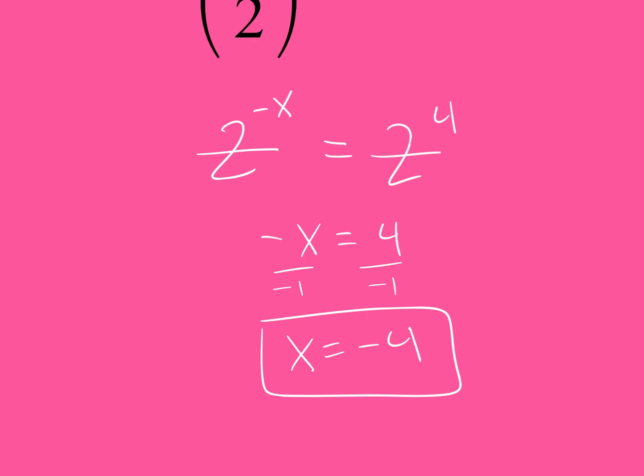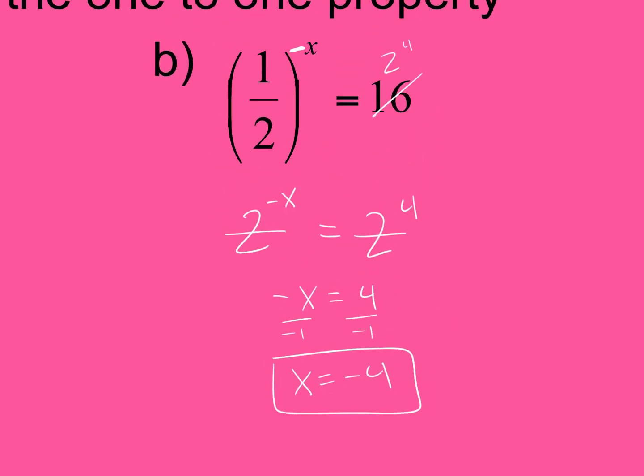You can always check your work by plugging it back in. If I plugged negative 4 into x from the start, I'd get 16. Any questions here?